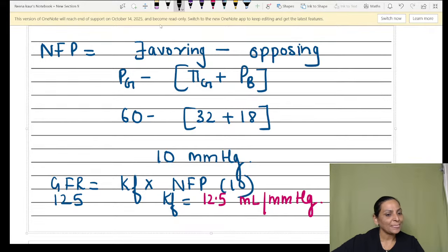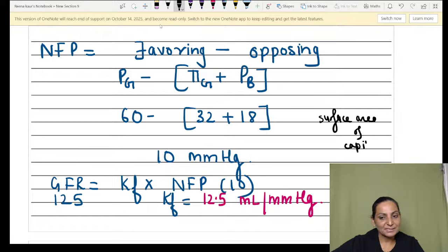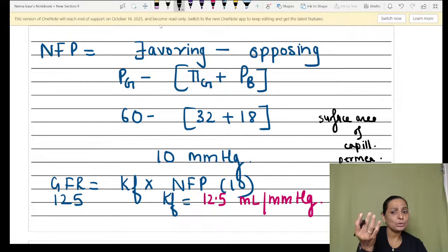Kf is filtration coefficient. This filtration coefficient depends upon hydraulic conductivity, that is, it depends upon the surface area of capillaries and the permeability. So, if there is kinking of the capillaries, when there is contraction of the intraglomerular mesangial cells or the stellate cells, the GFR will decrease, right?